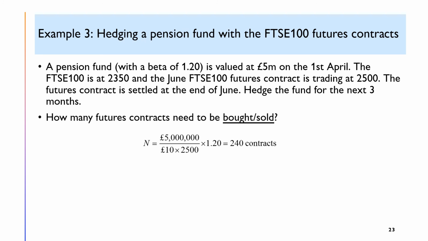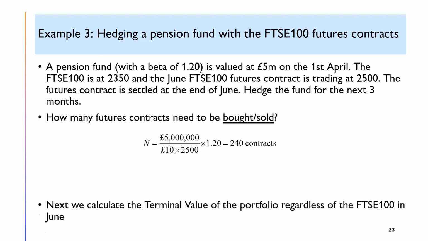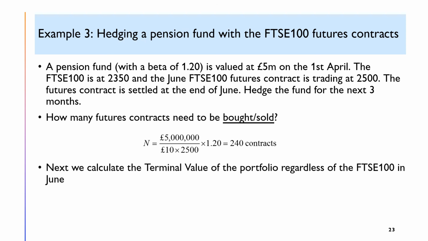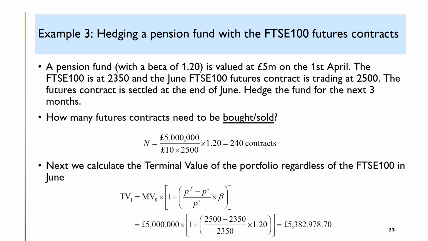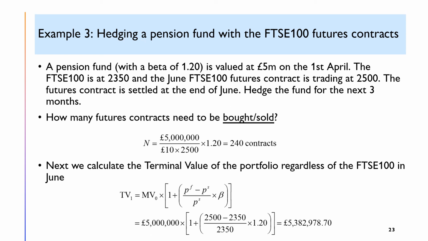The index futures lock in the futures price at 2,500. The terminal value is calculated based on fixed futures price and a beta sensitivity of 1.2. If you observe carefully, this formula is a simple one-period future value formula. Terminal value is the current market price multiplied by a rate of return based on futures price and beta.